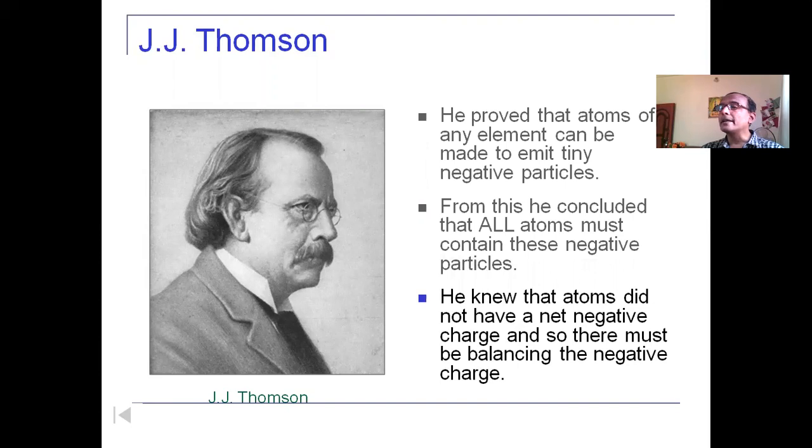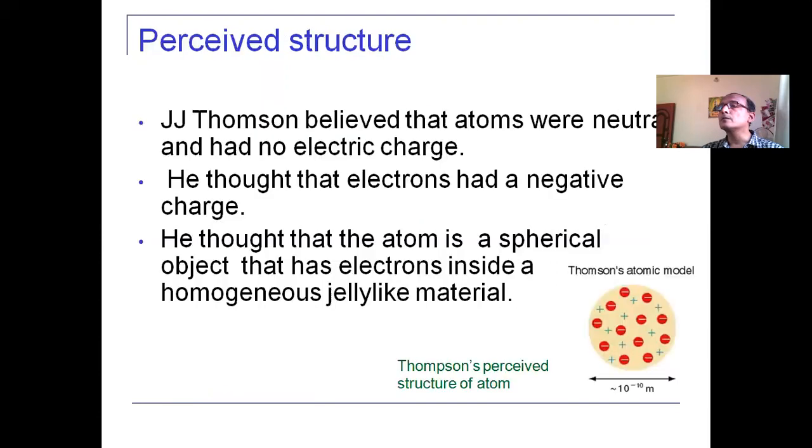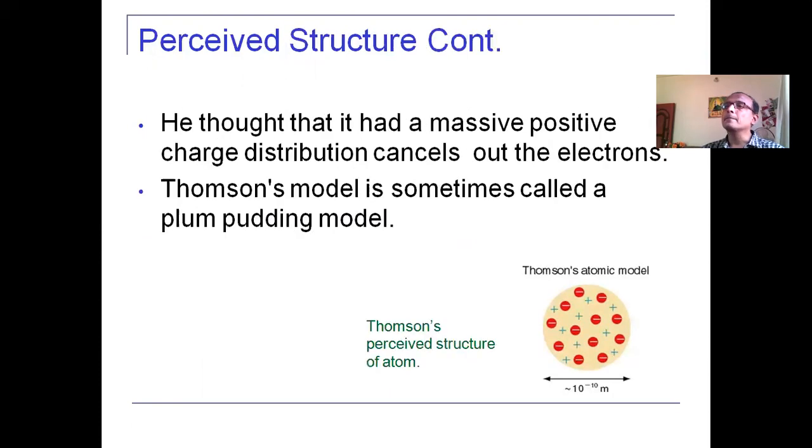The atom did not have a net negative charge, so there must be something balancing the negative charge. There may be some positively charged particles. According to J.J. Thomson, the structure of the atom is as you can see in the figure. This is the Thomson model. He thought that the atom is a spherical object that has electrons inside a homogeneous jelly-like material and has a diameter of 10⁻¹⁰ meter. He thought that a massive positive charge distribution cancels the electrons. The Thomson model is sometimes also called the plum pudding model. According to Thomson, the atomic structure is as shown in the figure.